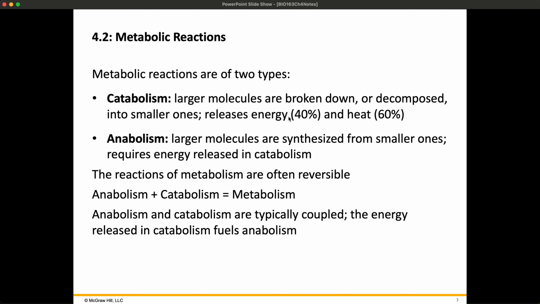So 40% of the energy from those bonds being broken is going to turn into energy. We'll look at that: that's ATP molecules. And the rest is heat. And so think about your car. When you're driving your car, it's breaking down the gasoline and turning that into the energy to fuel the engine to keep things running.